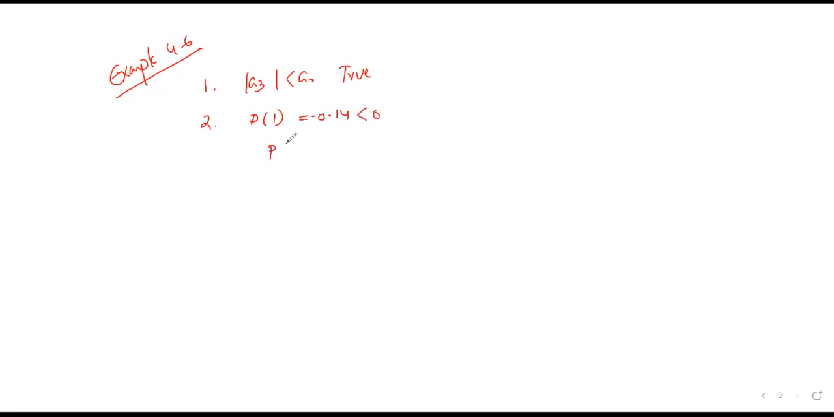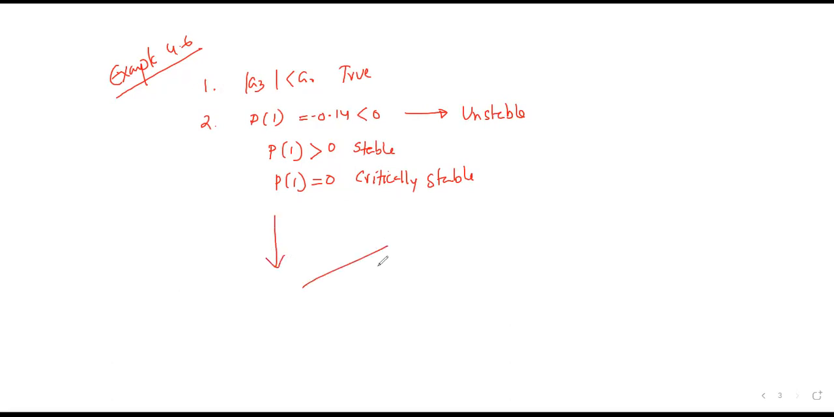But our condition says the P1 has to be greater than 0, or at least P1 should be equal to 0. This is for critically stable, and this is for absolutely stable. And now, since our condition is not fulfilled here, we can say that the system is unstable. So we should not proceed further with the rest of the steps. We can stop here and declare that the system is unstable.